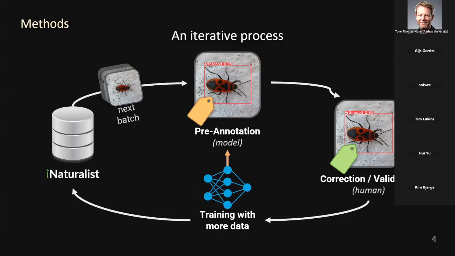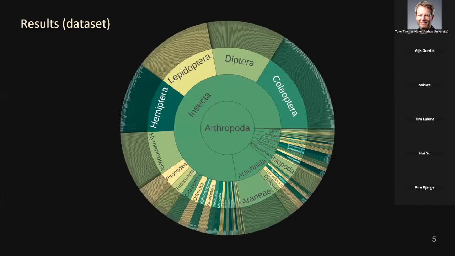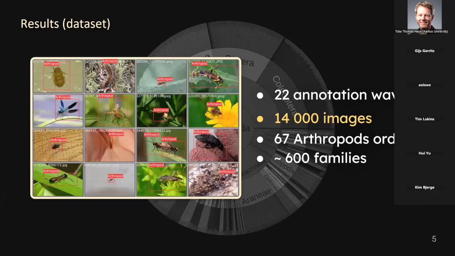And in the end, what we got is a dataset, and here's a representation of this dataset with a taxonomic representation, where you can see it's all arthropods, and you see how balanced it is. That's about 40,000 images that were annotated from iNaturalist. Here are some examples of what you can get from this. It was about 22 iterations, and that's about 600 families of arthropods that are actually present in France.